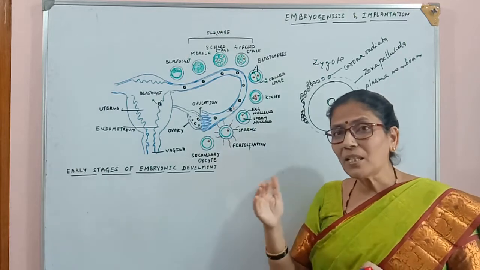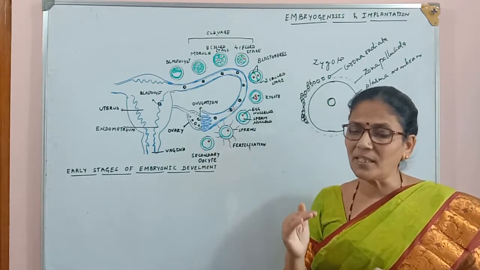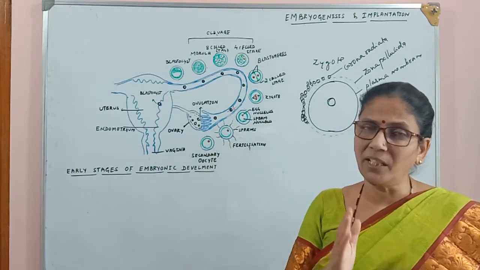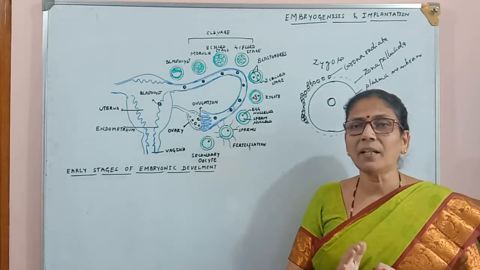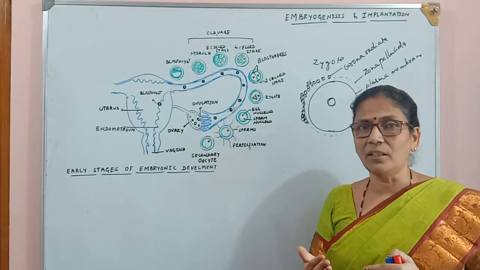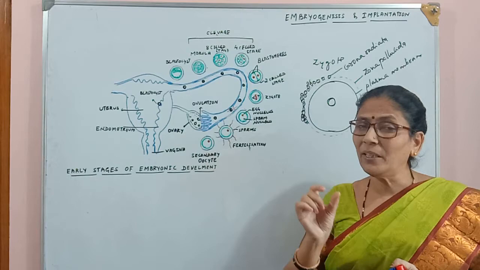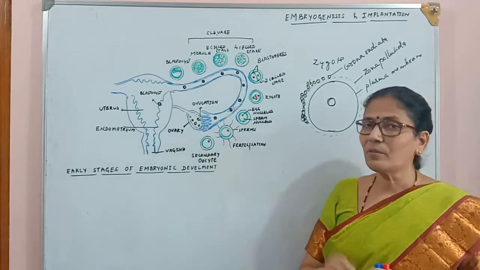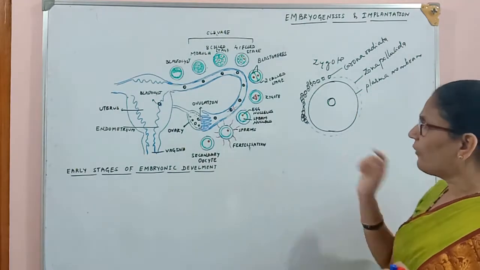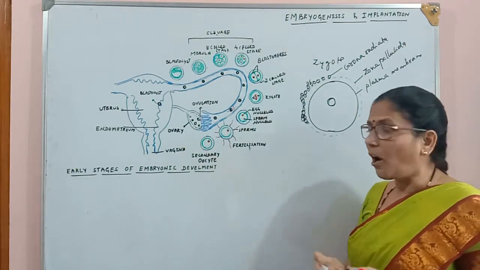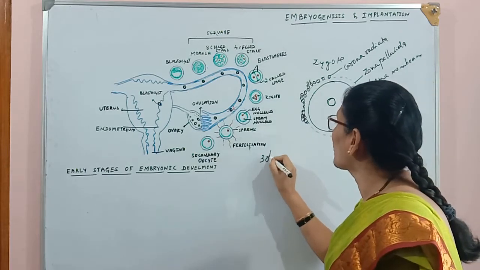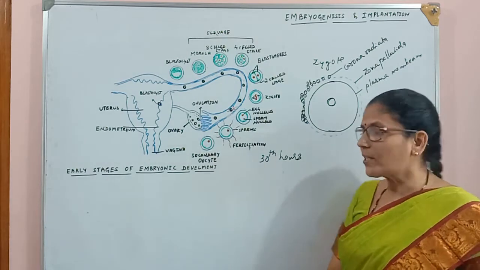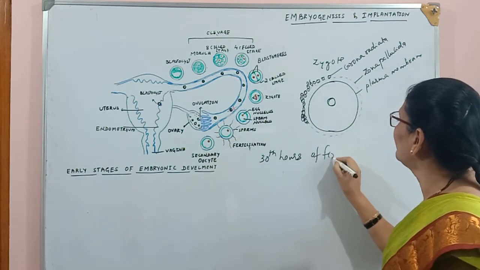The number of cells is increasing, but the size of each cell is decreasing, because cell division continuously takes place within that cytoplasm, and for every cell division the size of the cell decreases, but the number of cells increases. This is very important. The first cleavage starts after 30 hours of fertilization.